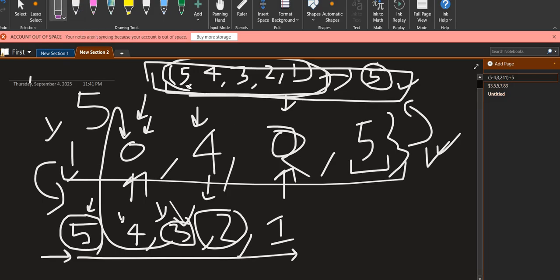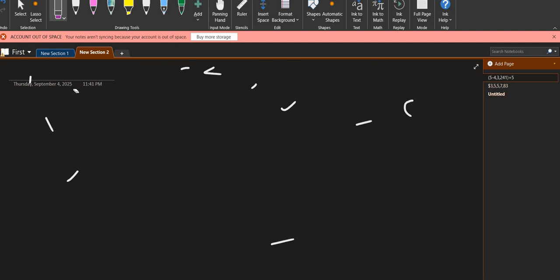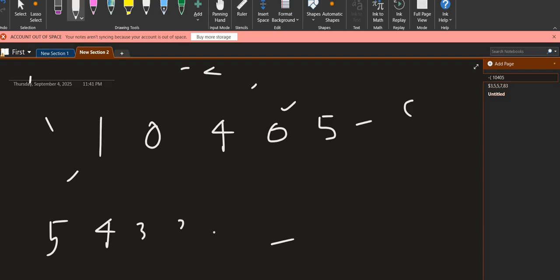Now, when you do that, what's the final array that you get? What was the array? 1 0 4 0 5. Okay. And I said 5, 4, 3, 2, 1. So 3 was here, so that's going to be 3, and that's going to be 2. So this was my final array. This is 3, and this is going to be 2.